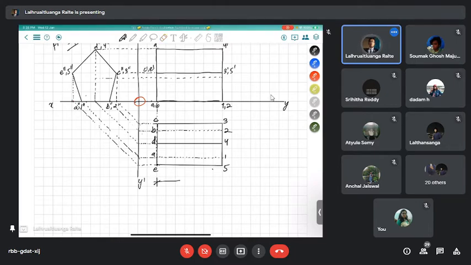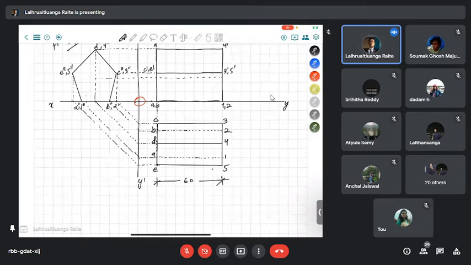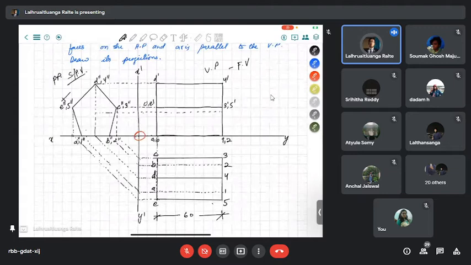And annotations part, the axis, if it is 60, we can provide 60 over here. Okay, and each side, we can show it over here. If it is 30, then it is 30.